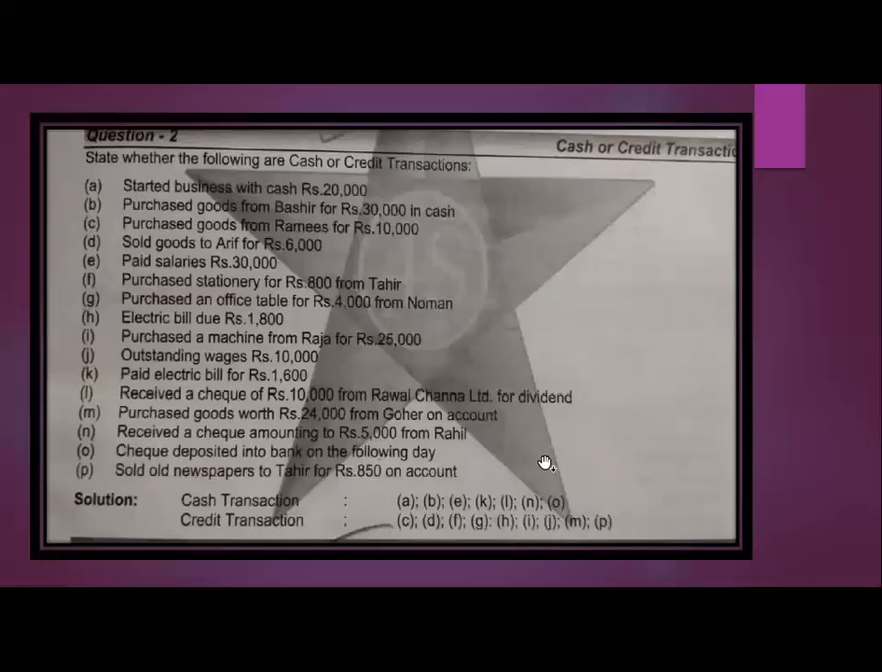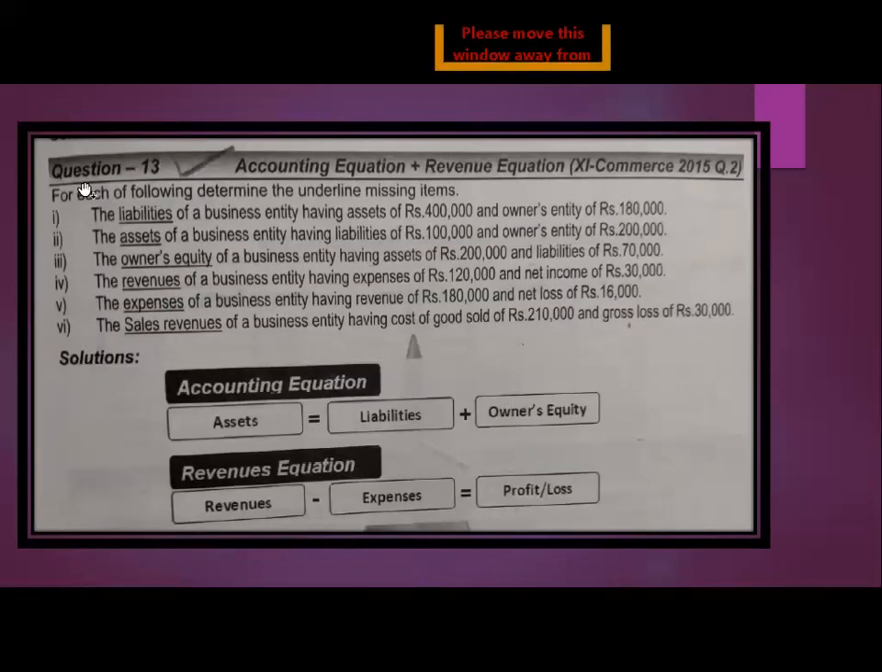I proceed further. We have this is your question number 13, in which we have accounting equation and then revenue equation. We have done accounting equation in the previous class. That basic equation for the accounting equation, we have assets equals to liability plus owner's equity. Now we have today another equation that is called revenue equation. Now revenue equation, this is your 2015 past paper question.